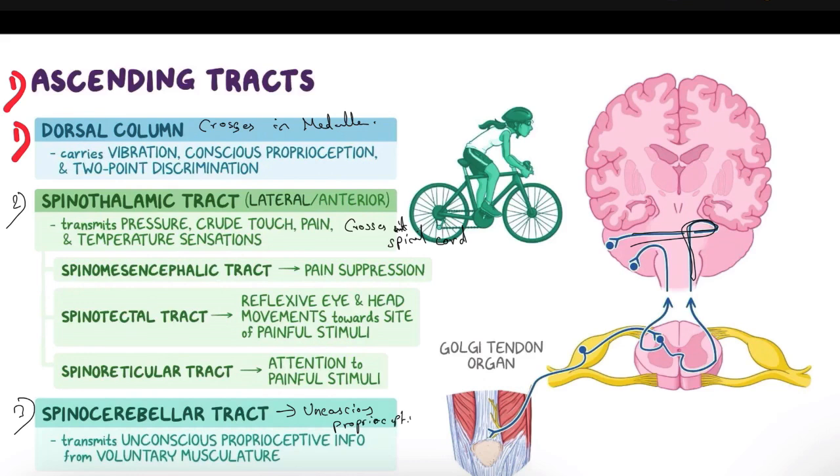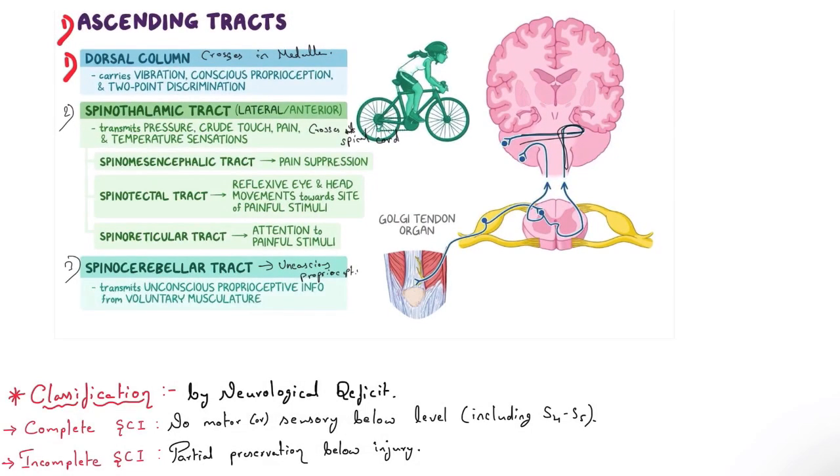Okay, so in this spinothalamic tract we can see some mesencephalic tract. This will do pain suppression, and the spinotectal tract will do reflexive eye and head movements towards the site of painful stimuli, and the spinoreticular tract is for attention to painful stimulus. Okay, so we discussed the ascending tracts.